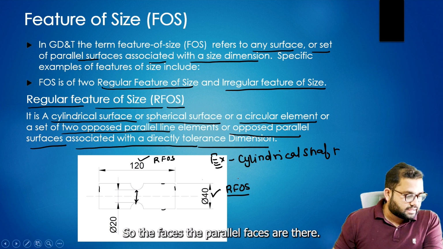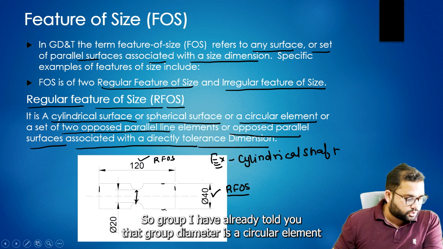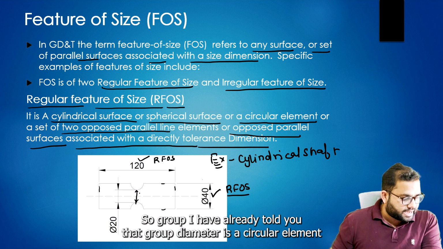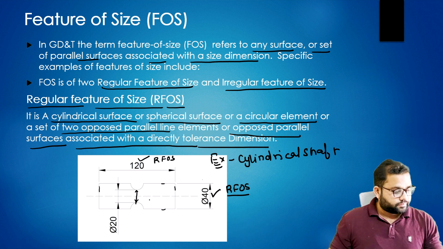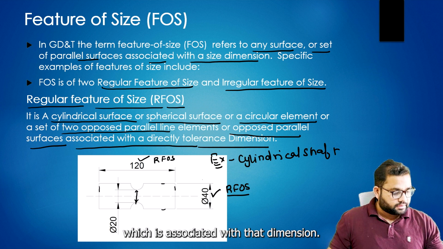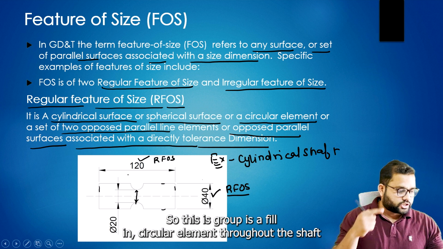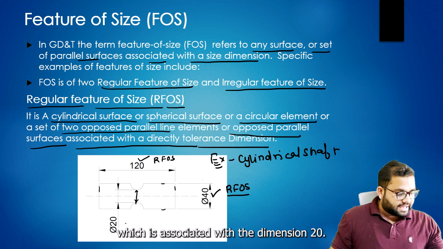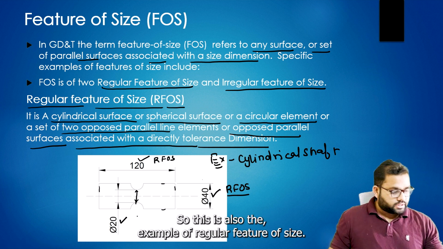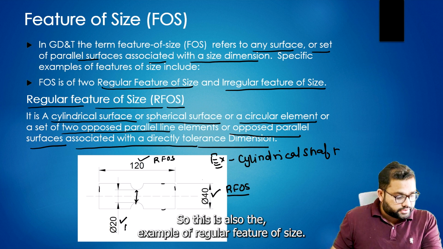The parallel faces are there. I have already told you that the groove diameter is a circular element which is associated with the dimension. So this groove is a circular element throughout the shaft which is associated with the dimension 20. So this is also an example of regular feature of size.